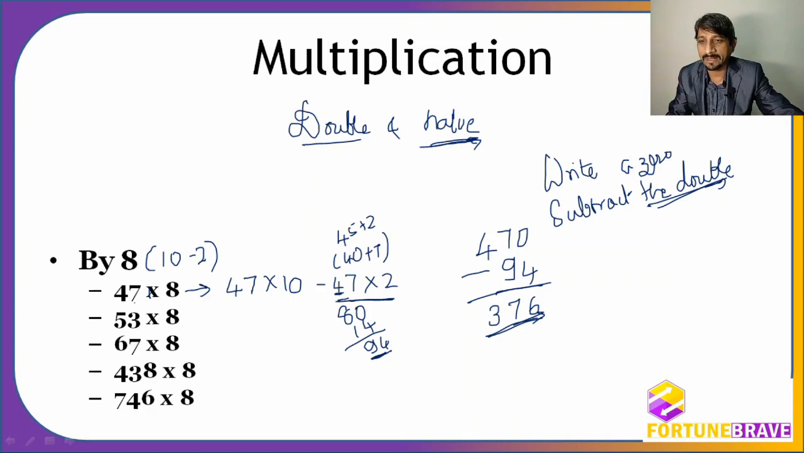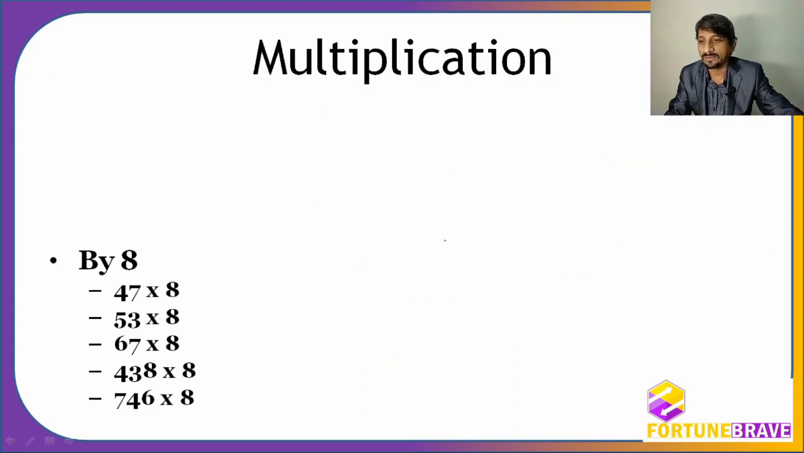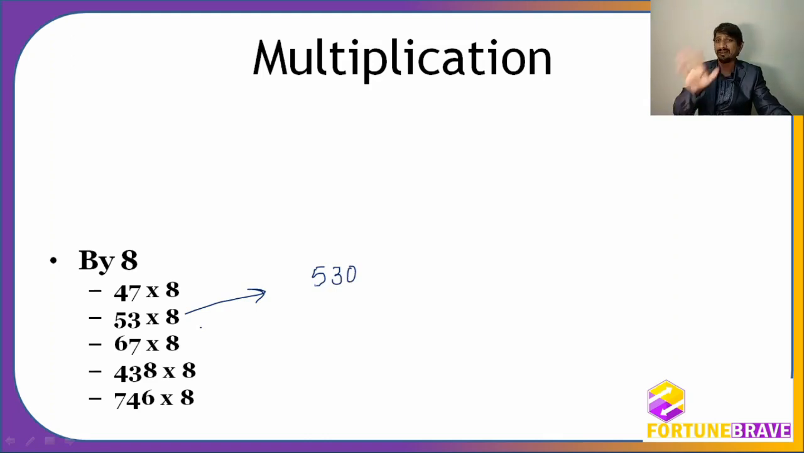Okay. So again, I'm going to do one more number. I'll erase all these things. So now 53. 53 means I'll write a 0 and double. 50 double is 100. 3 double is 6. So how do I do it? First 100, 430 minus 100 is 330, then 330 minus 6 is 324. Are you getting my point?